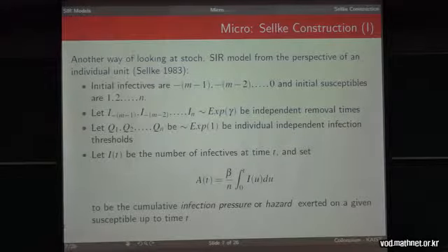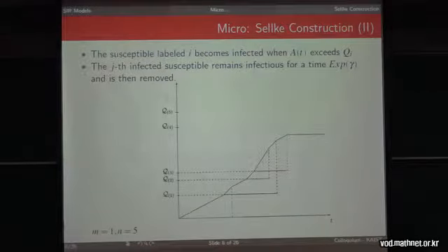And then what Sellke did was to say, okay, now I will run my epidemic by comparing these threshold random variables Q, which were independently generated. I will take the order statistics, ordering them from the smallest to the largest, Q thresholds. And then I will look at the A(t) function, this cumulative hazard.